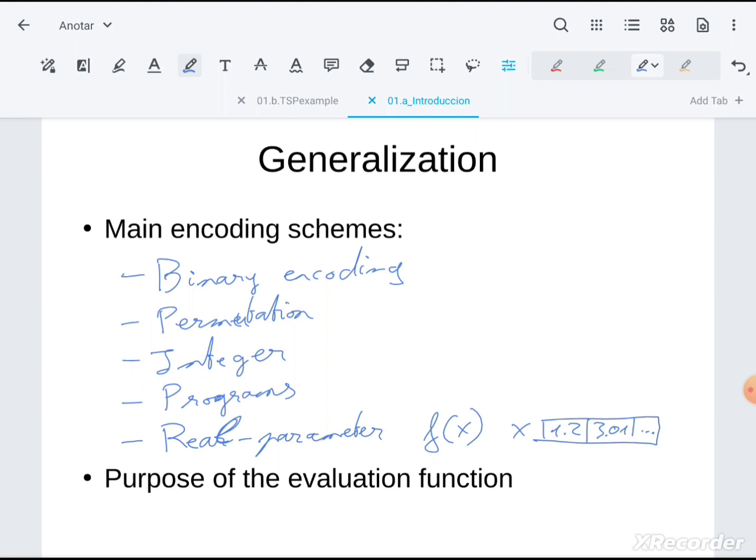The purpose of the evaluation function is to evaluate the solutions, to assess the quality of the solutions, which means that they are going to guide the algorithm.